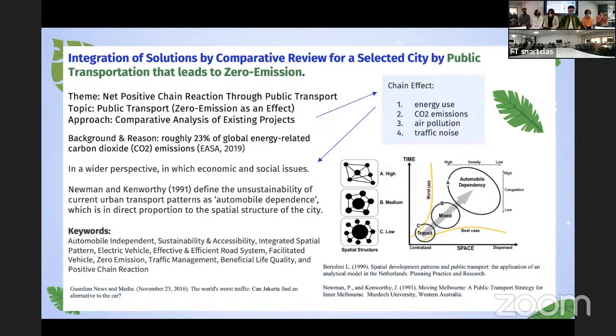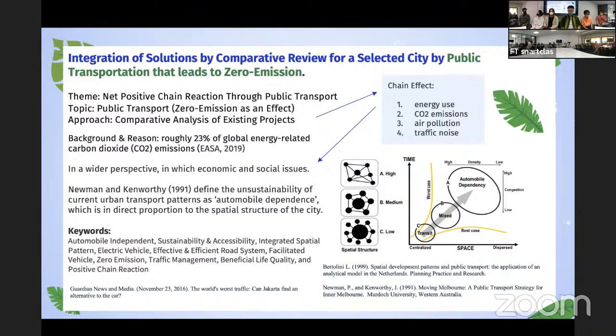Therefore, one cannot overestimate its impact on the environment. Public transportation system is on every level important to keep the city sustainable. The measurement of energy use, CO2 emission, air pollution, and traffic noise would be the best indicator of the environmental impact of public transport. In wider perspective, social and economic issues are affected in an exceptional manner.